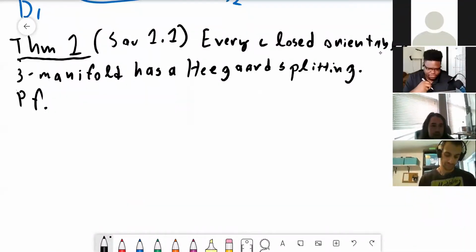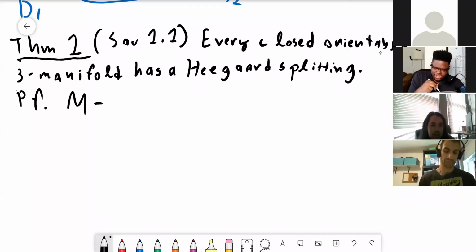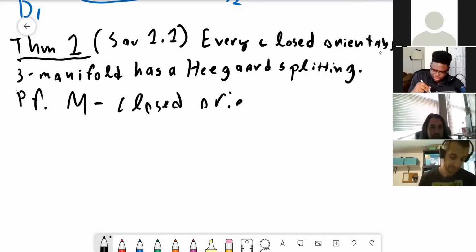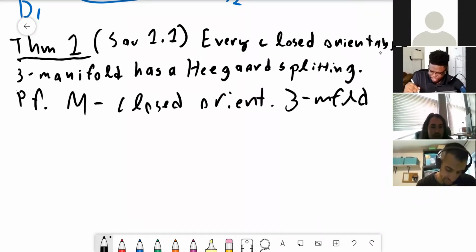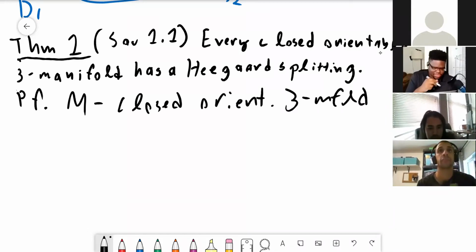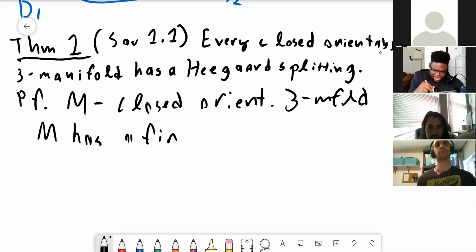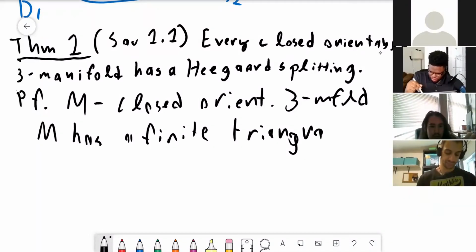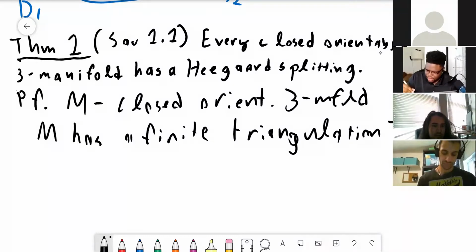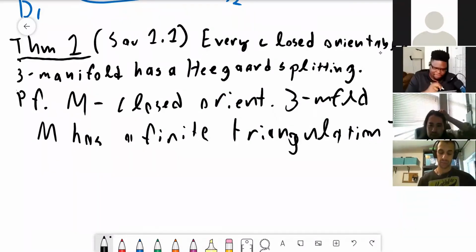So why is this true? First, we're going to take a closed orientable 3-manifold M. And we're going to use this one fact, which is not trivial, which is that M has a finite triangulation T. This was first proved in 1951 by Moise. There are some other proofs after that.